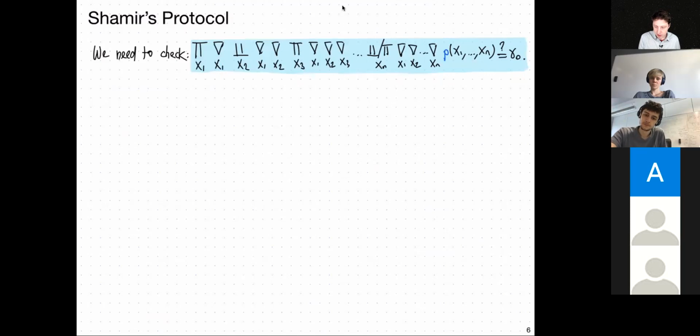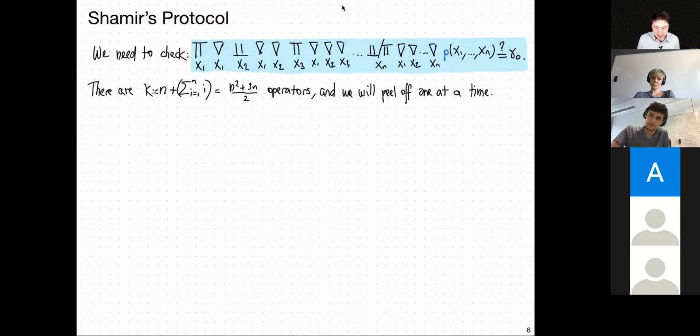So this is the expression. I just copied it from the bottom of the previous slide. We want to check that it is either 0 or 1. Doesn't really matter. Let's just call that initial claimed value gamma 0. And so how many operators do we have? We have the original n product and coproduct and so on, and then we are adding n reduction operators, then n-1 reduction operators, then n-2 reduction operators, and so on. So that is the sum, from i to n. And that gives you roughly n squared operators. And we'll just peel them off one at a time.